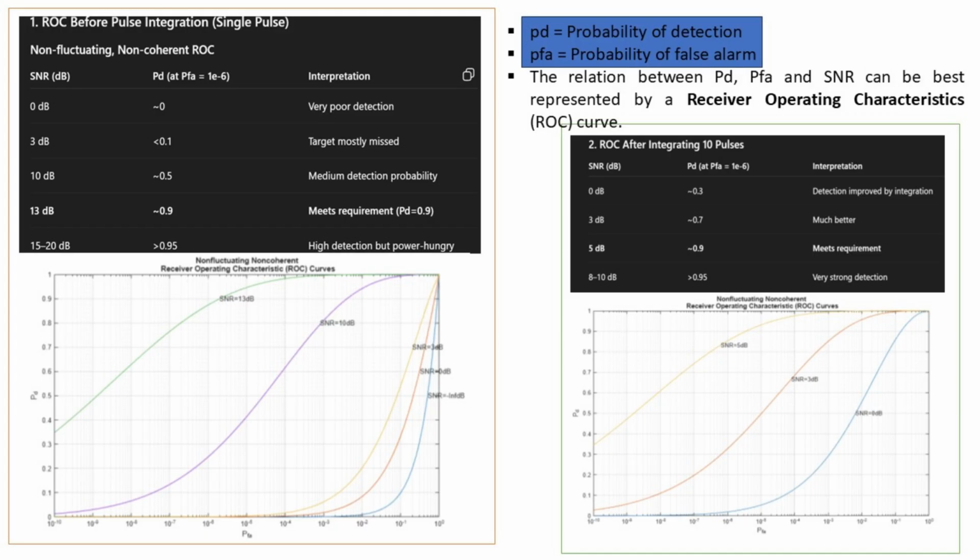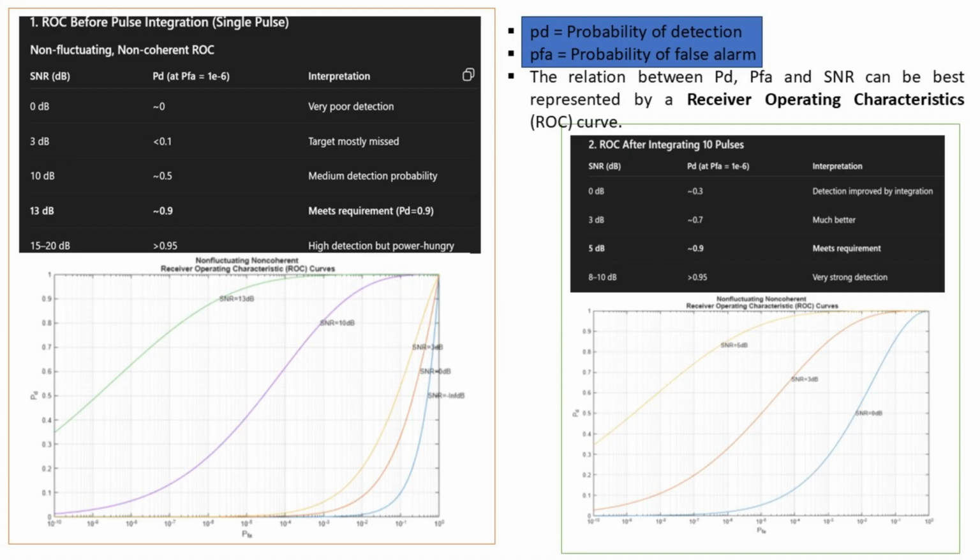Quick definitions, very short. PD, probability of detection, is the chance the radar correctly says target present. PFA, probability of false alarm, is the chance the radar incorrectly says target present when only noise exists. SNR, signal-to-noise ratio, is the target signal level divided by noise level, often shown in dB. Higher SNR makes it easier to detect the target.